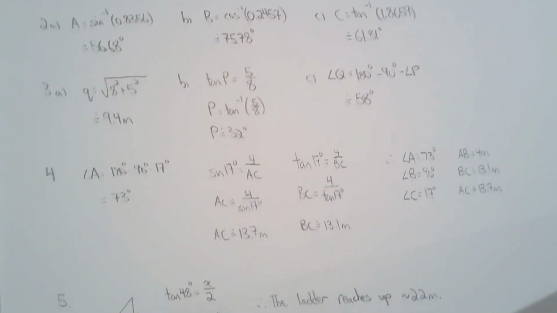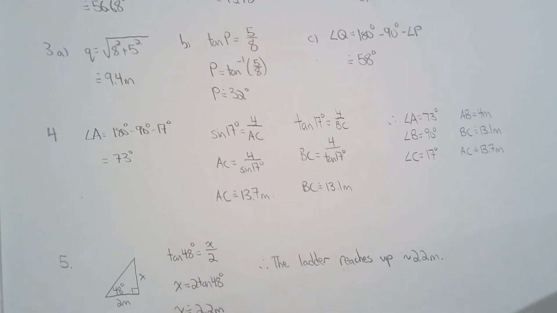For question 4, they want us to solve the right triangle, which, whenever they say solve a triangle, means solve for all the missing lengths and missing angles. So solving for the missing angles is pretty straightforward. I had 2 of the 3 angles, so finding the third one is pretty straightforward.